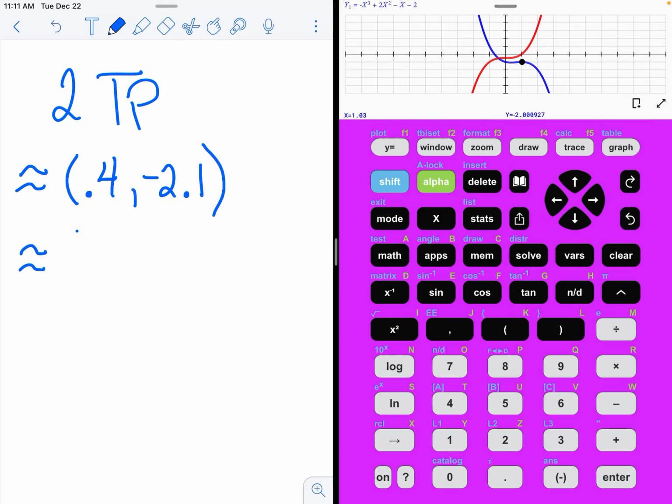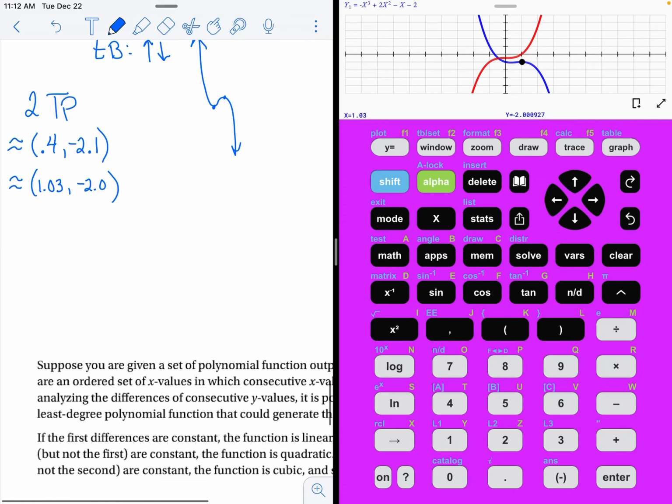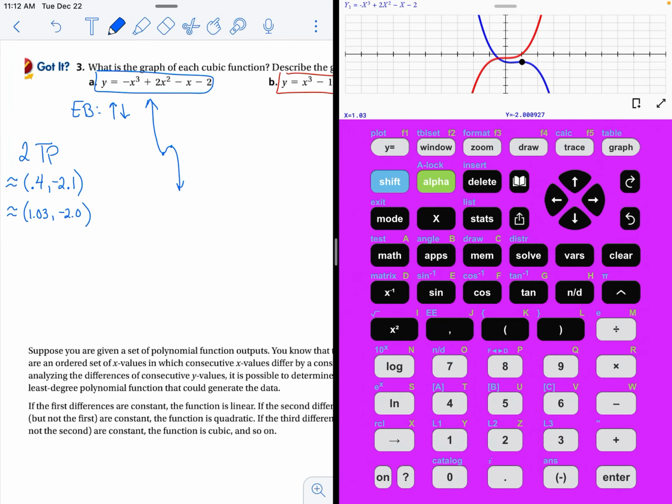So at approximately 1.03, negative 2.0. Those are pretty approximate, but those are where the turns happen, because I started seeing my y's increasing and then decreasing, or decreasing and then increasing. So those are the turning points. I'm sorry, guys. I know that's not the easiest way to do it.